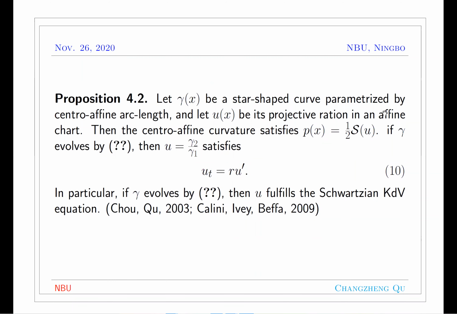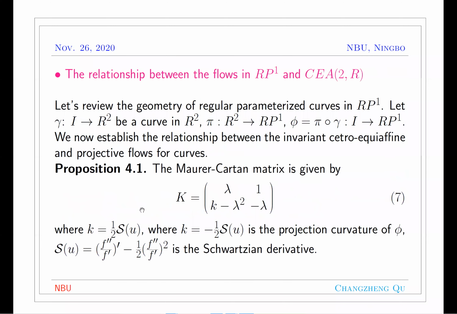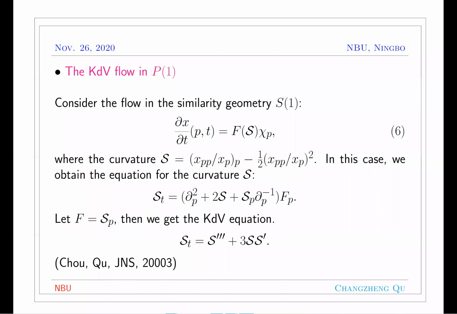If gamma is a star-shaped curve parametrized by the centro-affine arc length, then U is a projected relation in the affine chart. So the centro-affine curvature set is the one I mentioned before, and then U is this one. So this is the curve flow in the projective line. So then U fulfills the Schwarz KdV equations, given by this one.